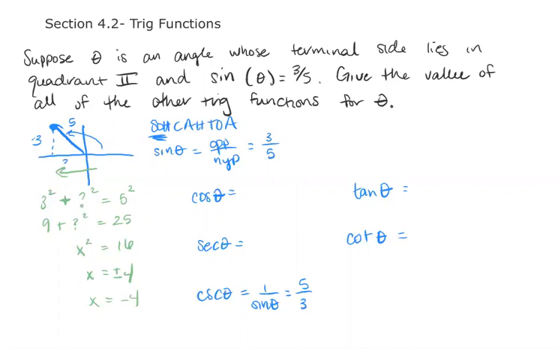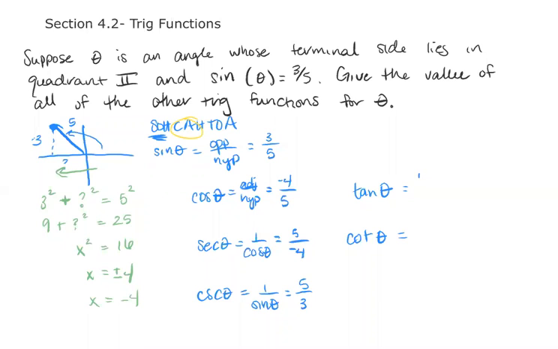Cosine, the CA part of SOHCAHTOA, we have then adjacent over hypotenuse. So our adjacent side is -4 and the hypotenuse is 5. Secant is 1 over cosine by definition. So you're looking at the reciprocal of cosine, so just flip that fraction. So it would be 5 over -4.